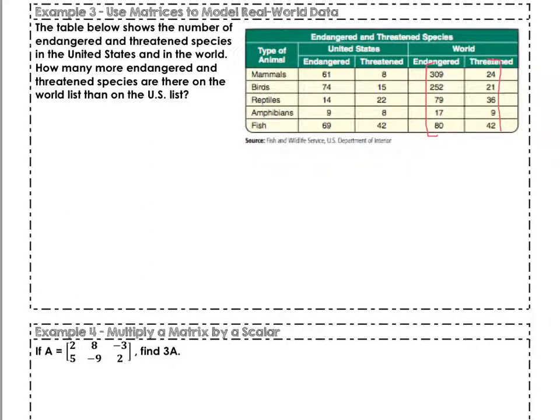So notice that I literally can just draw brackets around them, and in this situation create a 5 by 2 matrix representing the world. I can do the same also for the United States, also again creating a 5 by 2, but in this one it's representing the United States. The question asks me how many more endangered and threatened species are there on the world list than on the United States list. So many more. I'm really looking for the difference between the world and the United States.